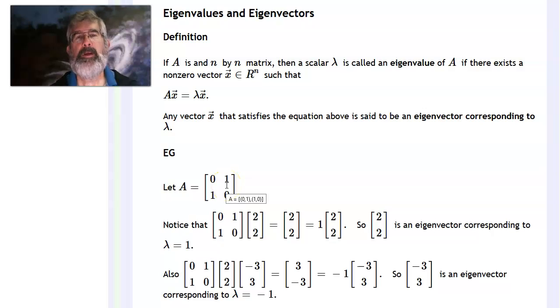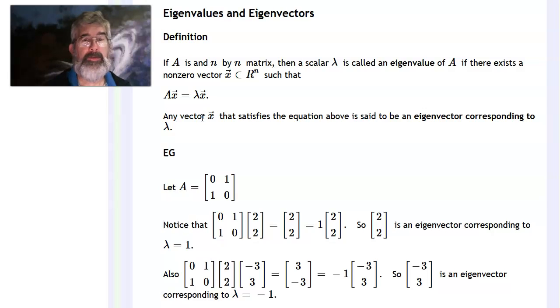Now, I want to point out that this definition is different from the book. The book defines eigenvector first and then eigenvalue second, and I do it the other way around. The reason I do it this way is that the book says that if A is an n by n matrix, then a non-zero vector x is an eigenvector if there exists a lambda such that this is true. Okay? So they insist that the x be not zero, not the zero vector.